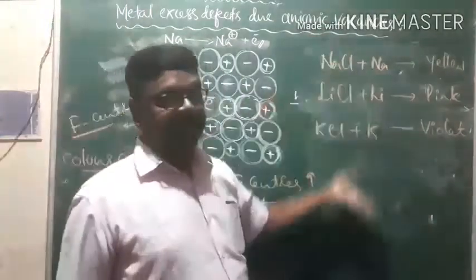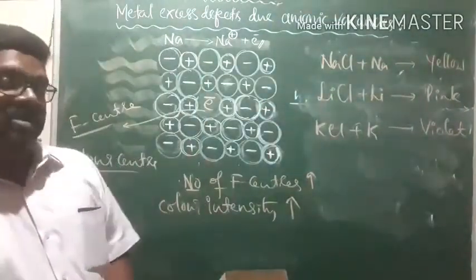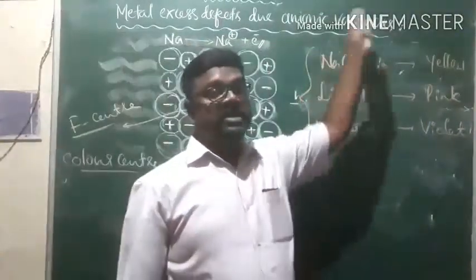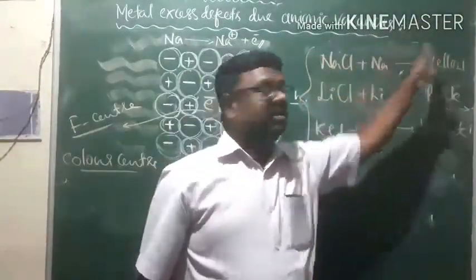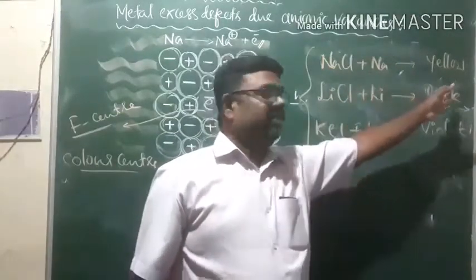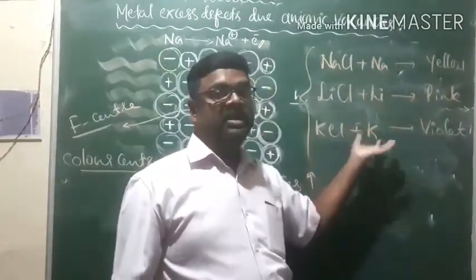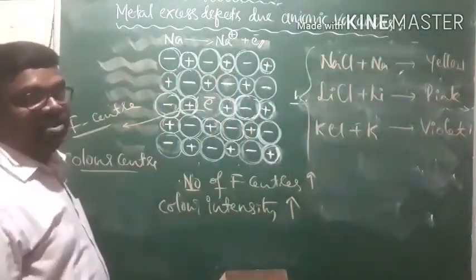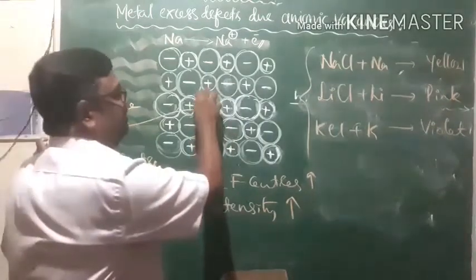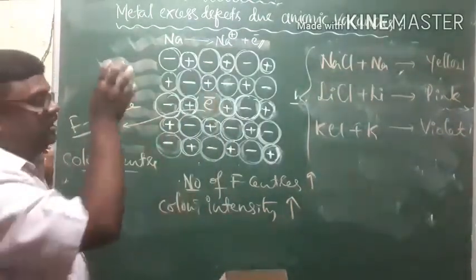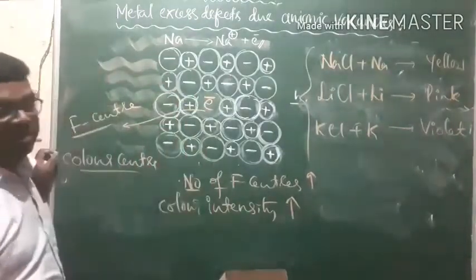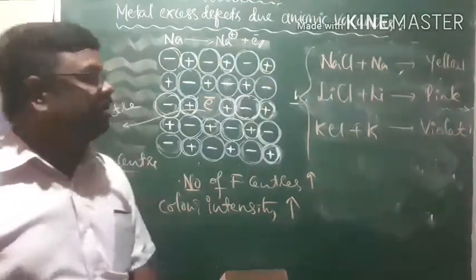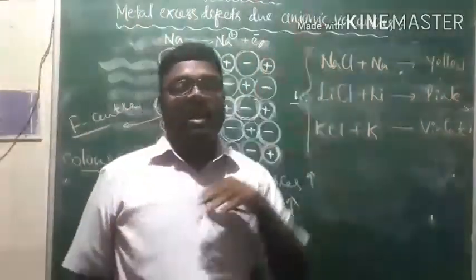You can expect these types of questions in the competitive exams. Apart from that, you may expect a question like this: sodium chloride containing excess sodium metal will have a yellow color. Lithium chloride containing excess lithium will have a pink color. Potassium chloride containing excess potassium will have a violet color, because when excess cations are there, free electrons will be occupying the vacant sites, and those free electrons are responsible for the color of the crystal, or the paramagnetic property of a crystal. And that's all about metal excess defect due to anionic vacancies.